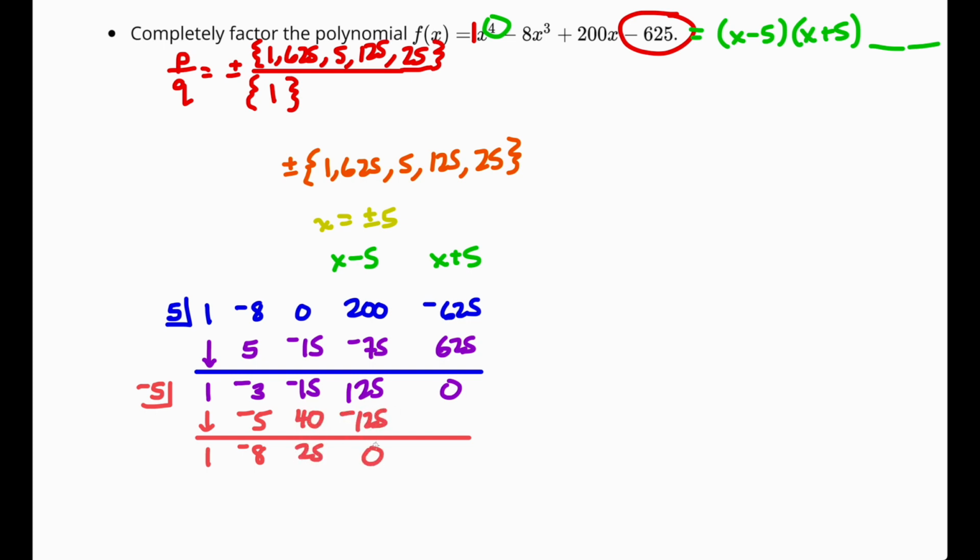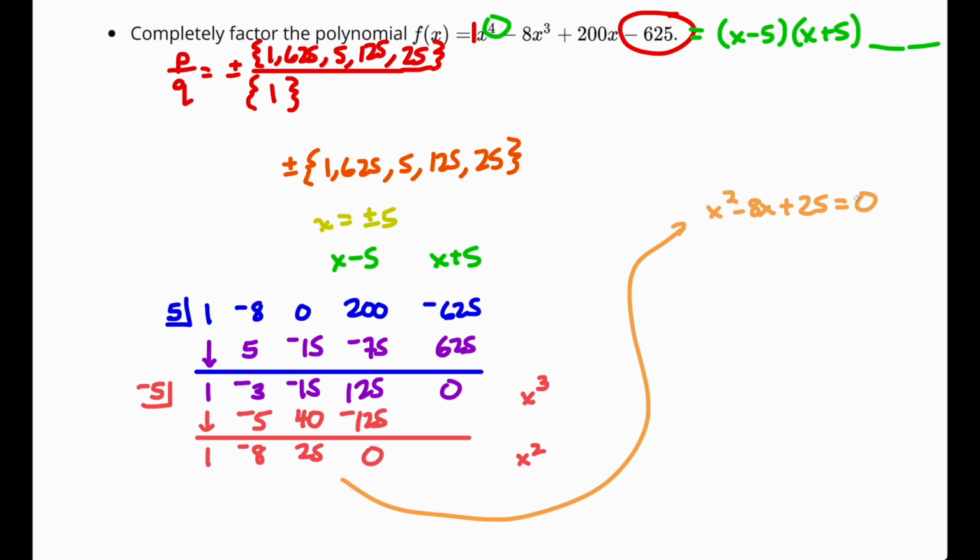So now we're left with a quadratic. When we divided out one of the x minus 5s, you end up with an x to the third for the degree. Now we have an x squared. So this whole thing right here basically becomes x squared minus 8x plus 25 is equal to 0. Okay, the remainder is 0. We have to set this equal to 0 to find all of the zeros. Once we find the zeros, we can basically find all of the factors.